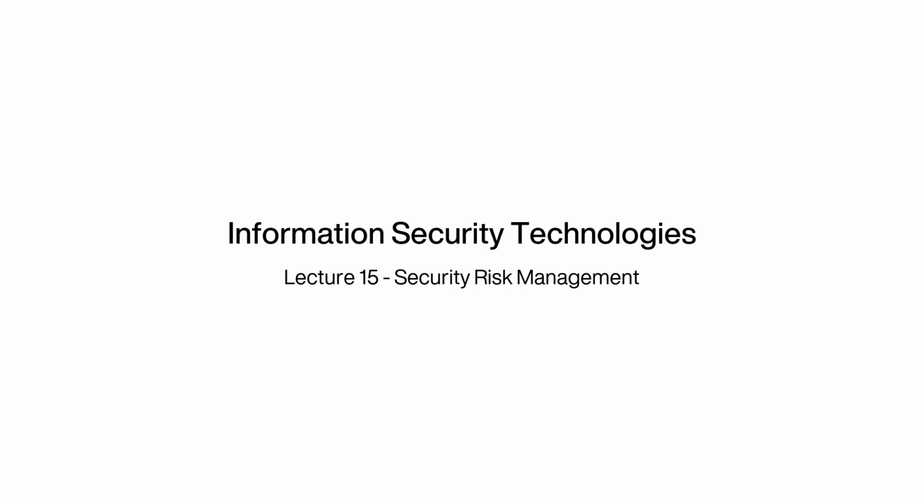Part 7. ISO 27005 Framework. ISO 27005 Overview. ISO 27005 is the international standard for information security risk management. Part of the ISO 27000 family, it provides guidelines for implementing risk management within an information security management system, ISMS, as defined by ISO 27001.